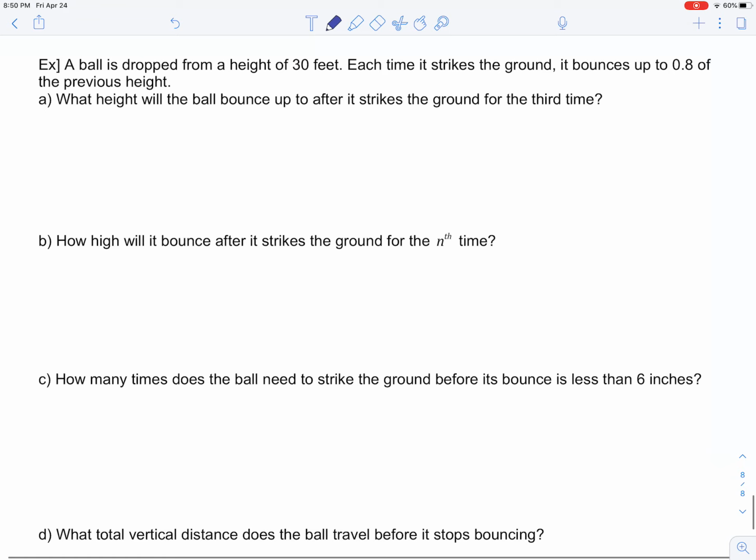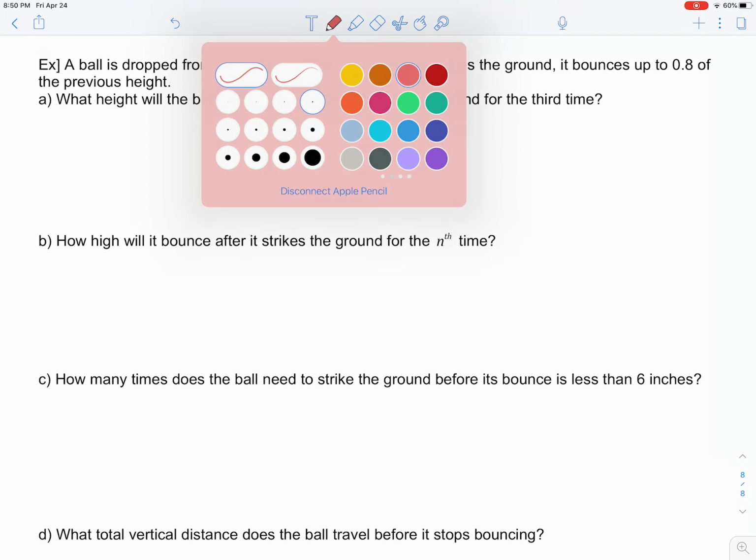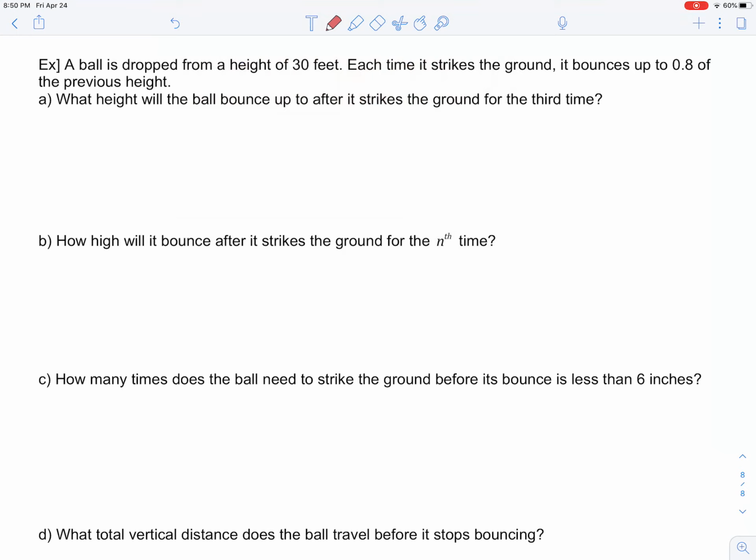A ball is dropped from a height of 30 feet. Each time it strikes the ground, it bounces up to 0.8 of the previous height. What height will the ball bounce up to after it strikes the ground for the third time? Okay, let's try that. So you drop the ball from a height of 30 feet, so it travels 30 feet to the ground, then it bounces upward. So let's find the height of the first bounce.